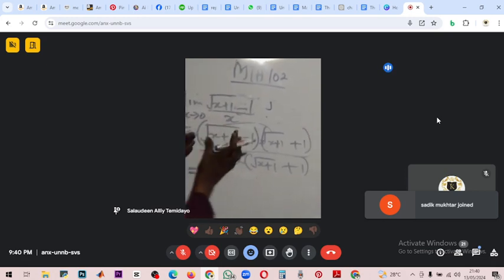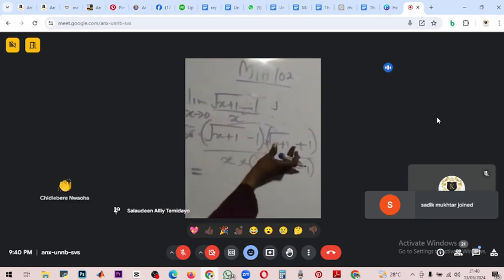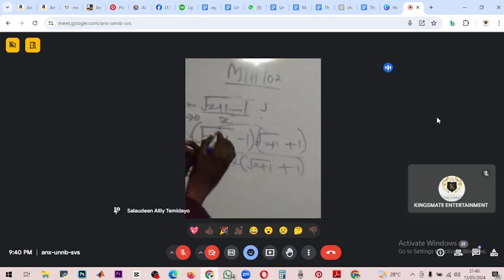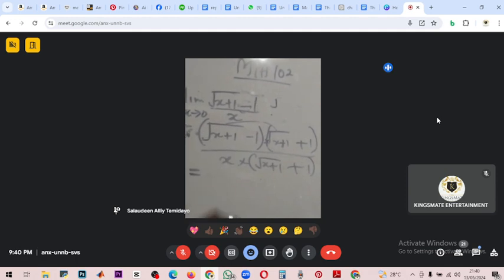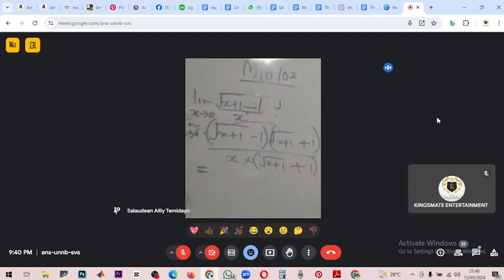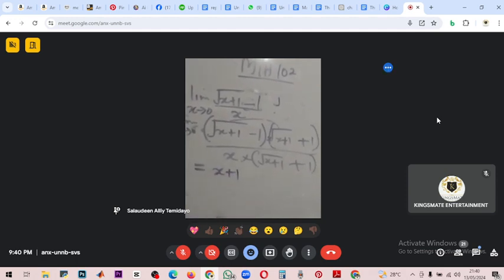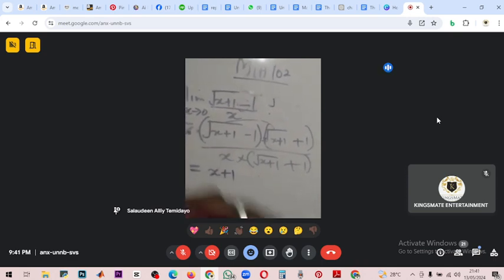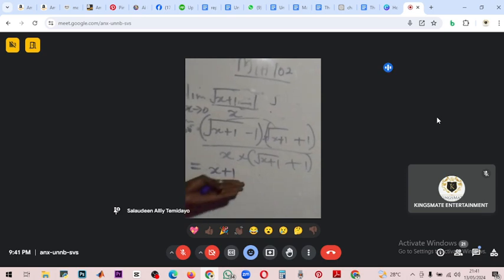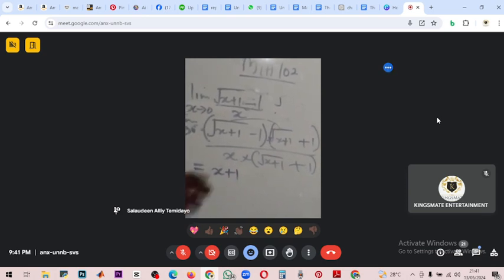So you can see that I'm multiplying both of them together against both of them here. So square root of x plus 1 times square root of x plus 1 becomes square root of x plus 1 squared. That is going to give me x plus 1, because the square cancels the square root. It's going to remain the ordinary x plus 1.